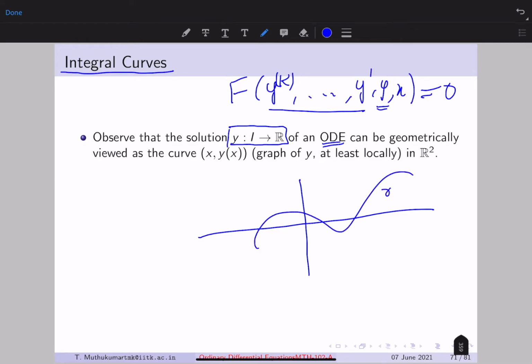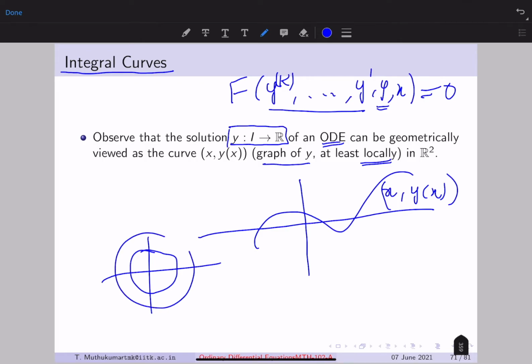So this is y of x, which is a curve, and we have already seen, when we saw the notion of explicit solution and implicit solution, that the curve is not always a graph of a function. Locally, yes, it's a graph of a function, but you could also have a family of circles, which are the solutions. In this case, they are curves, they are not graphs, but they are locally graphs.